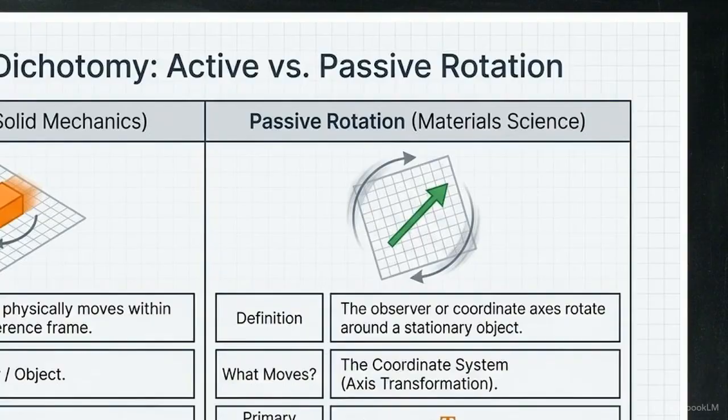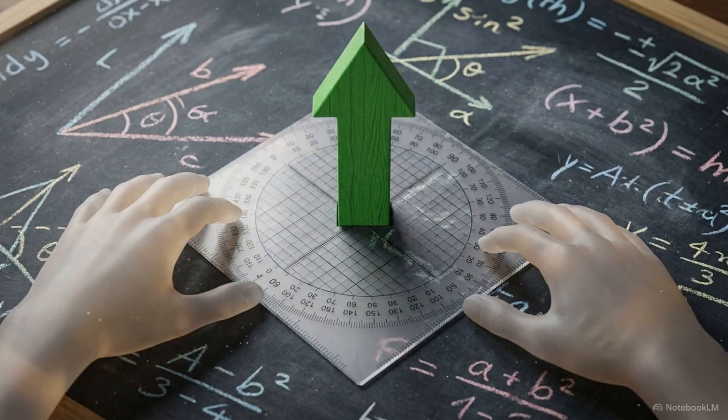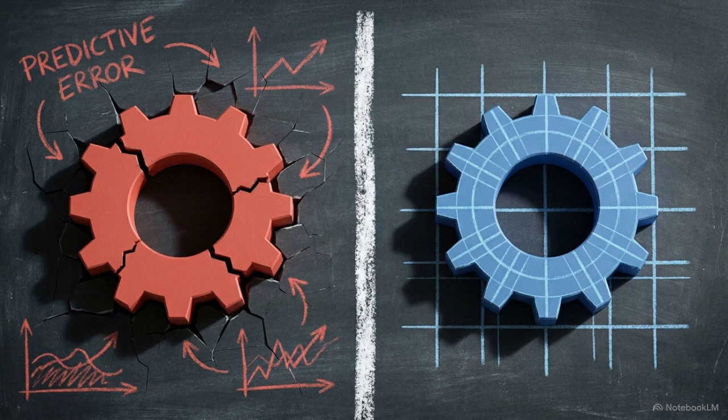Material science instead uses passive rotation. Here, the green vector representing the material property remains stationary, while the observer's coordinate axes rotate around it. We are mathematically adjusting our viewing angle to align our axes with the internal orientation of the fixed material property. Applying active rotation to internal tensors leads to significant predictive errors. To observe the material accurately, the shift to passive rotation is a mathematical necessity.